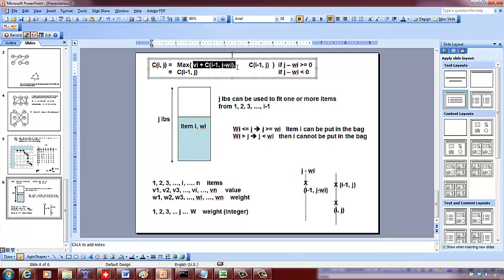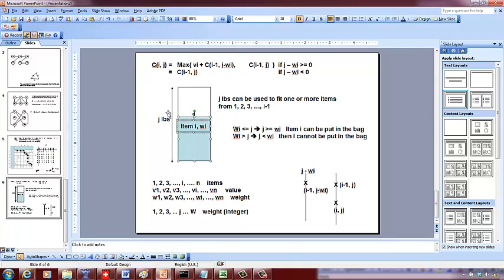You either prefer that or you prefer just this, which means you don't put item i in the bag. You just put what?